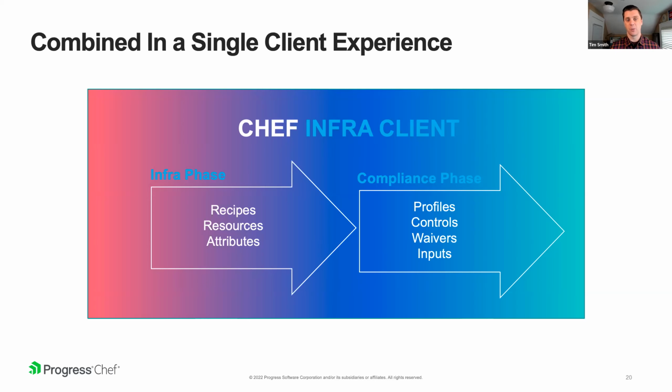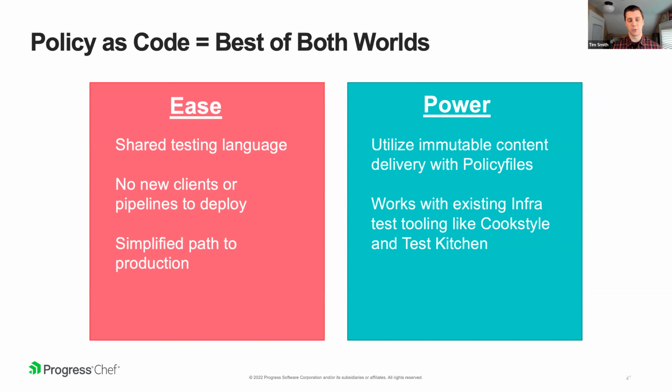Those are going to come through recipes, through resources, through attributes, and then execute that compliance phase where we go through and we look at the compliance and the security posture of the system. That's executing Inspect profiles, controls, waivers, inputs, and these all come together again in a single agent, a single workflow, single pipelines. There's some great advantages of doing this way.